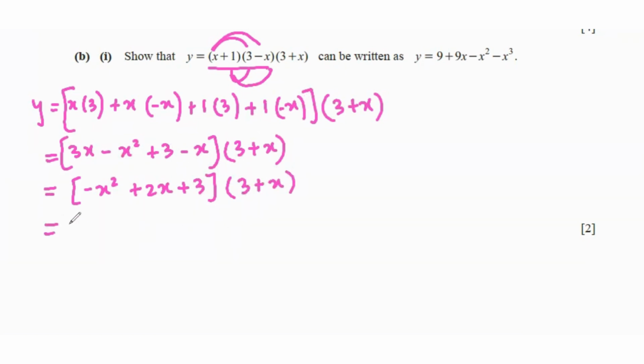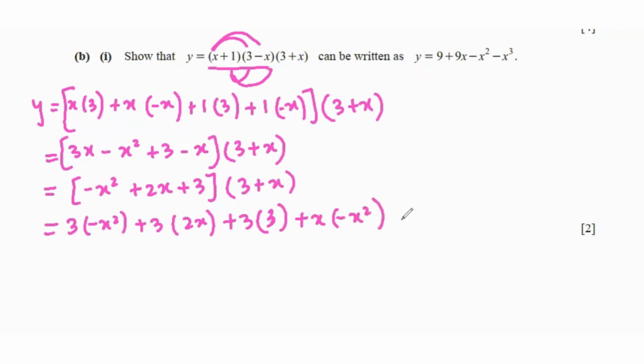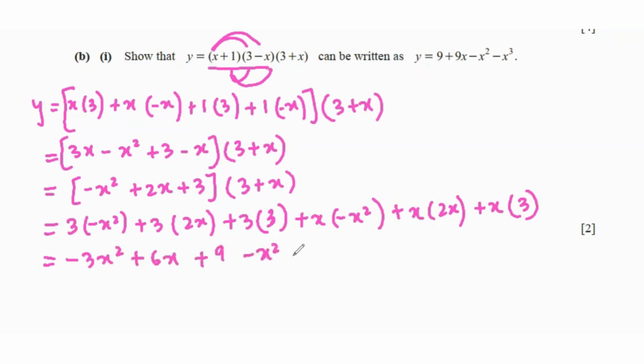Then we multiply 3 with everything, so 3 times -x squared plus 3 times 2x plus 3 times 3, and then x with everything, so plus x times -x squared plus x times 2x and plus x times 3. That gives -3x squared plus 6x plus 9 minus x cubed plus 2x squared plus 3x.